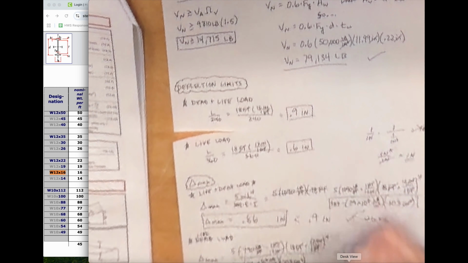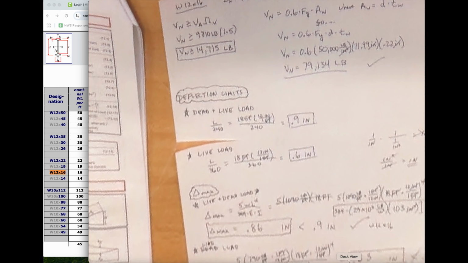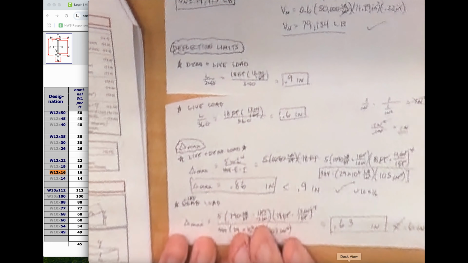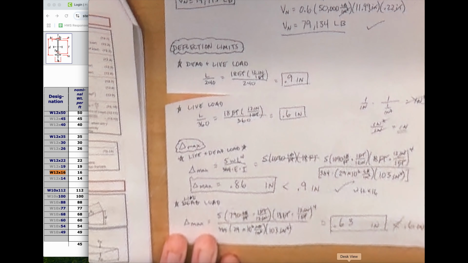Thankfully, it passed a lot of these tests. The W12 by 16 was not it though, because in terms of that live load, we need to have 0.6 inches or less of deflection. We had 0.63, so we're going to revise our decision and find something else that's going to work.